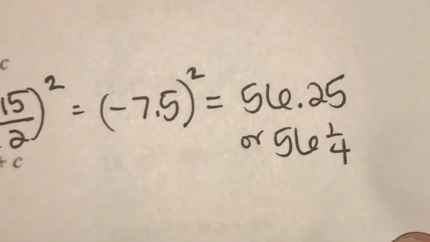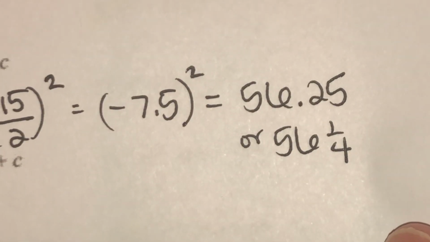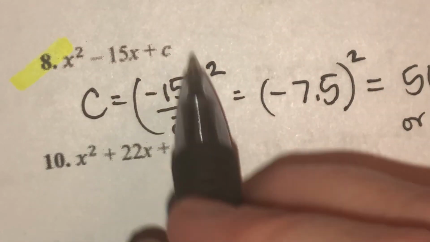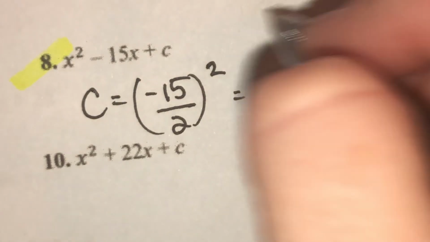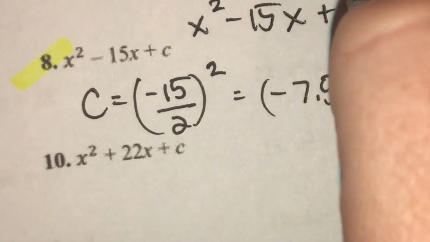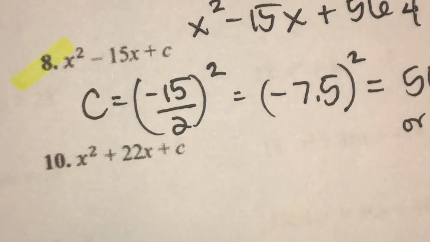Oops. I zoomed in too far and you can't see me. Okay, so this C value right here, for this to be a perfect square trinomial, would have to be 56 1/4 or 56.25. So that would have to be x squared minus 15x plus 56 1/4.